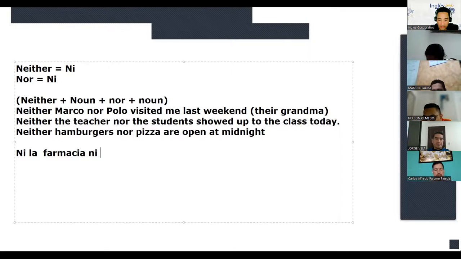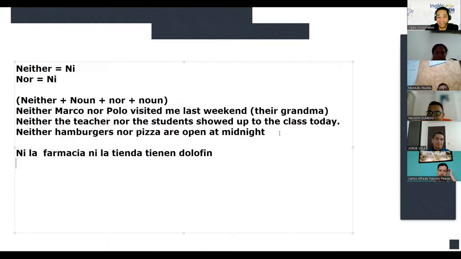Okay. La farmacia ni... Oh my God. Ni la tienda. Ajá. I don't know what to say. Okay, ni la farmacia ni la tienda tienen dolofín. Easier, okay.